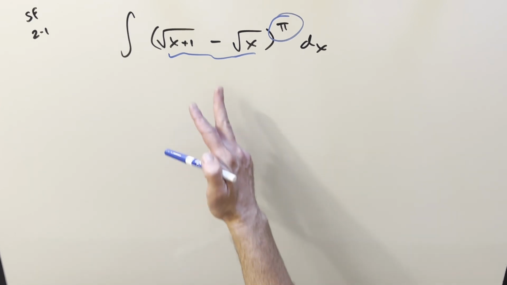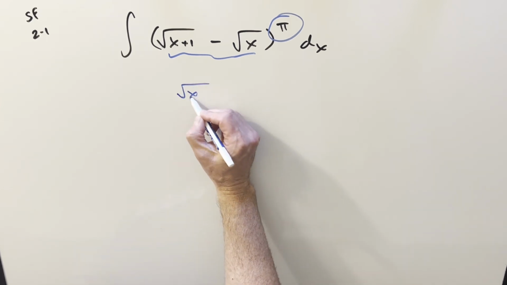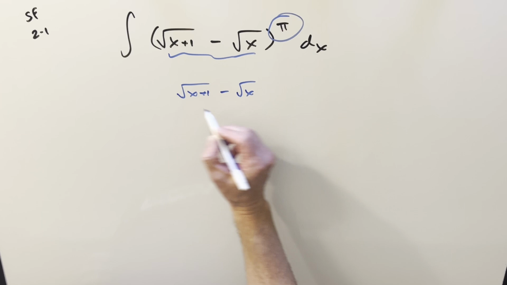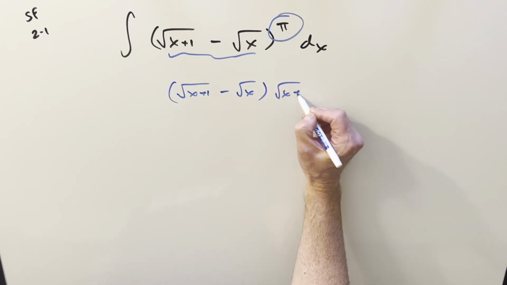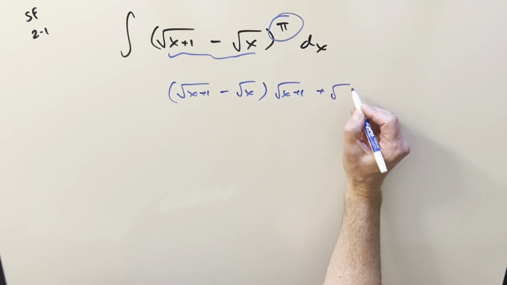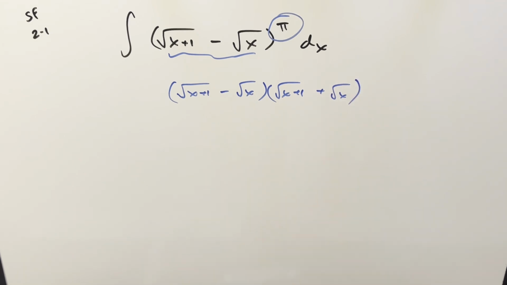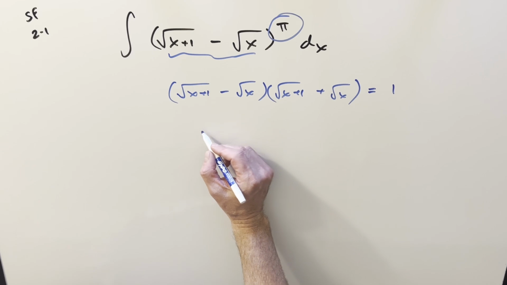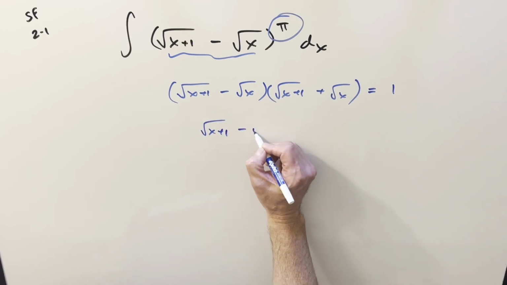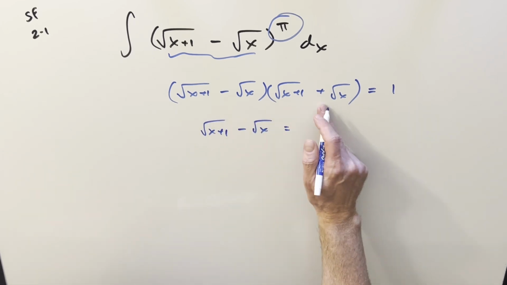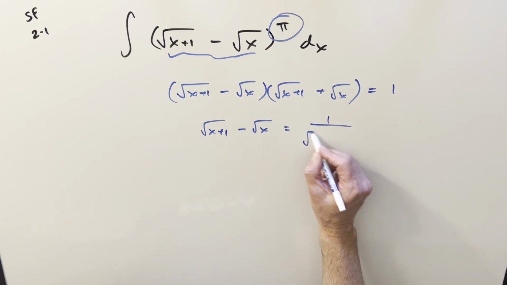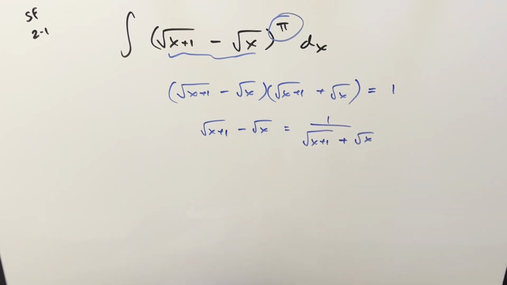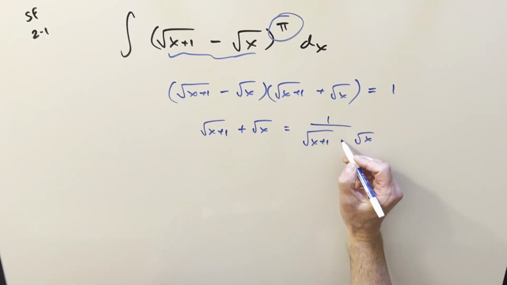One interesting thing about this expression is that if we multiply by the conjugate, square root of x plus 1 plus square root of x, and distribute it out, the x's are going to cancel, and this is just 1. So from this, we can say that square root of x plus 1 minus square root of x, dividing this off on both sides, is the same thing as this. But we could also do it the other way, dividing this off, and this expression is just the same thing as this.